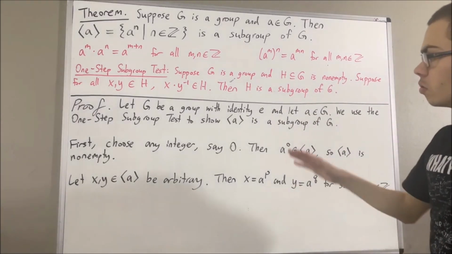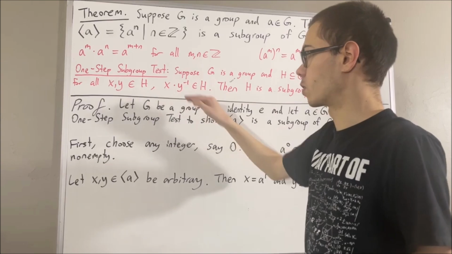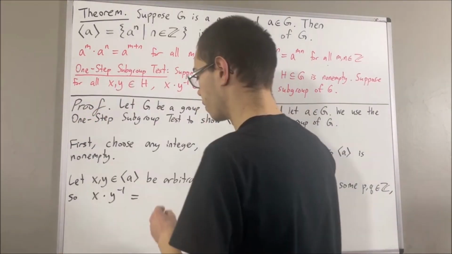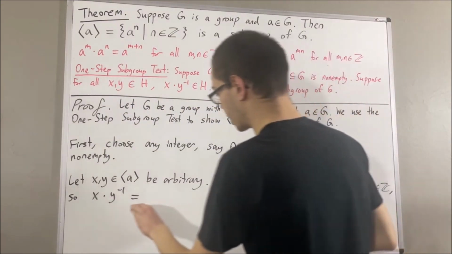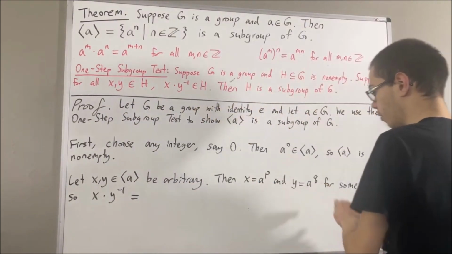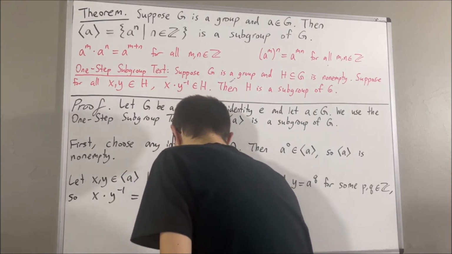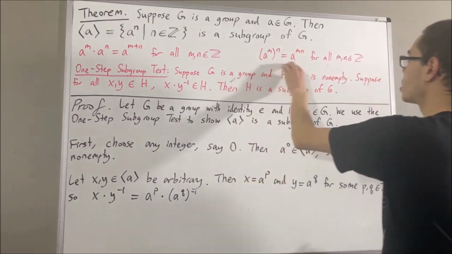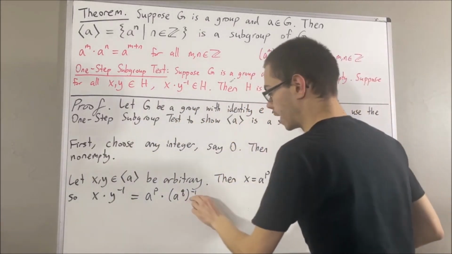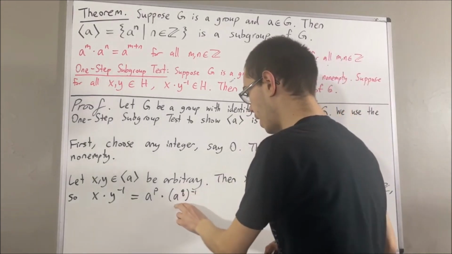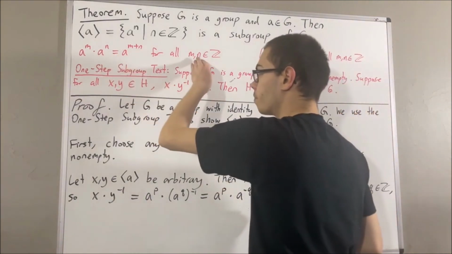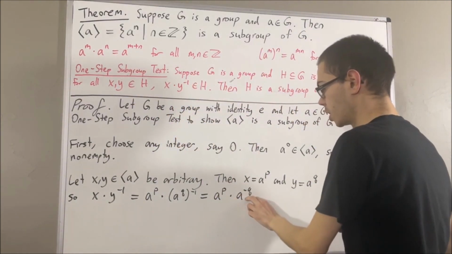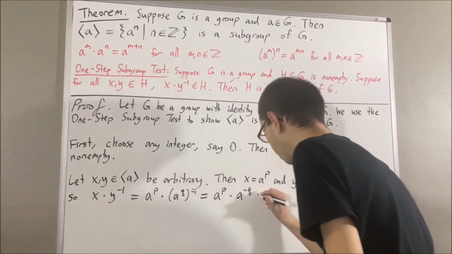So now, let's multiply x times the inverse of y. Now first, we're going to substitute x for A to the power of p, and we're going to substitute y for A to the power of q. Now, according to this rule, we can just multiply the exponents here. So this gives us A to the power of negative q. And then applying this rule, we can just add the exponents. So this gives us A to the power of p minus q.